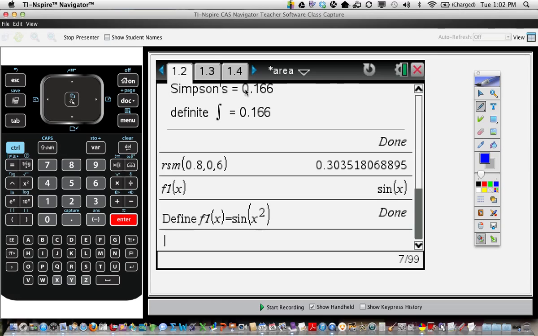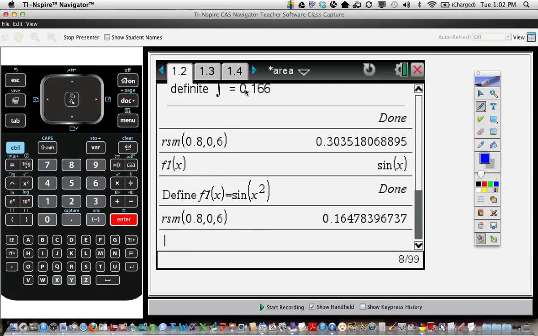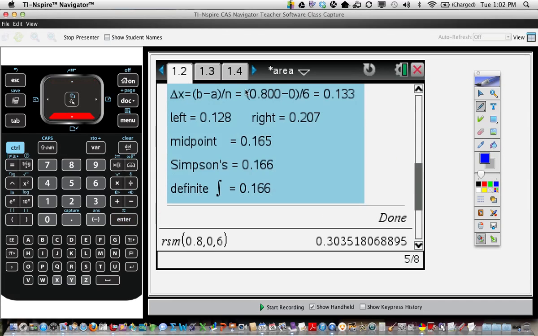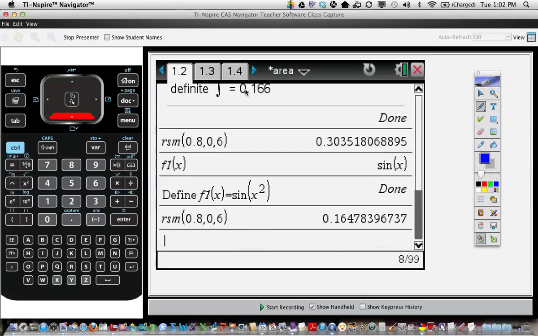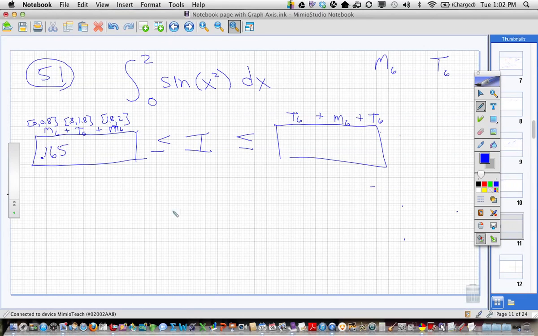Hit enter. Now do RSM. You can just go up and grab it if you want. Because this is just a regular calculator page, it works the same way. Hit enter. Bingo. Isn't that what we had? Up above, 1.65. Oh yeah, because it rounded. See, that's why I like having more decimal places. All right, so now back to where we were. We had 0.165, so that wasn't bad.